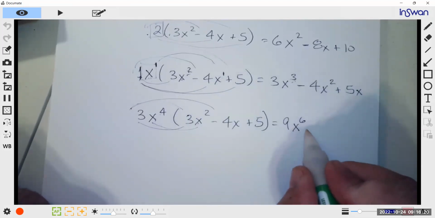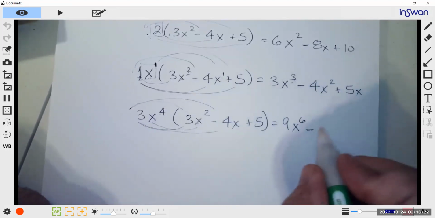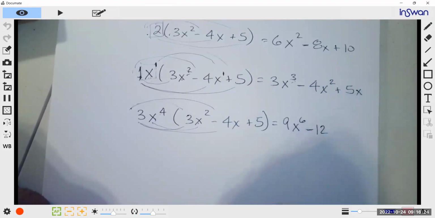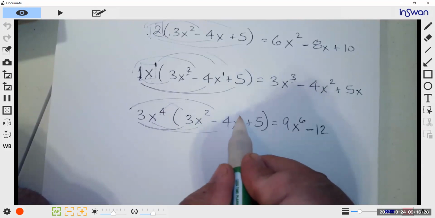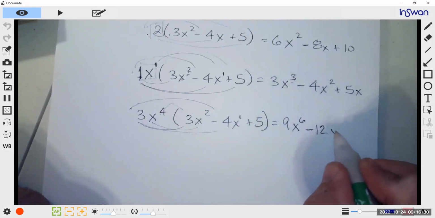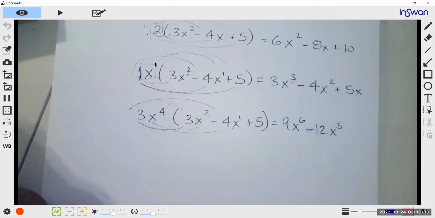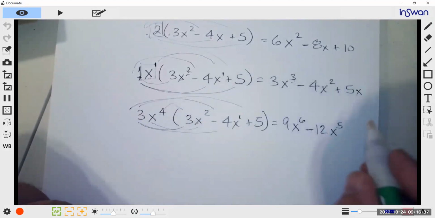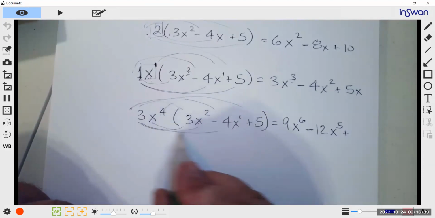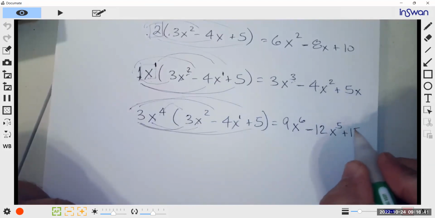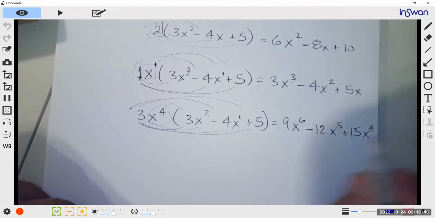Positive times negative is negative. 4 times 3 is 12. I have 4 x's here and 1 x there. So that means I have 5 x's. Positive times positive is positive. 3 times 5 is 15. And I just have x to the fourth. There's no x's here.